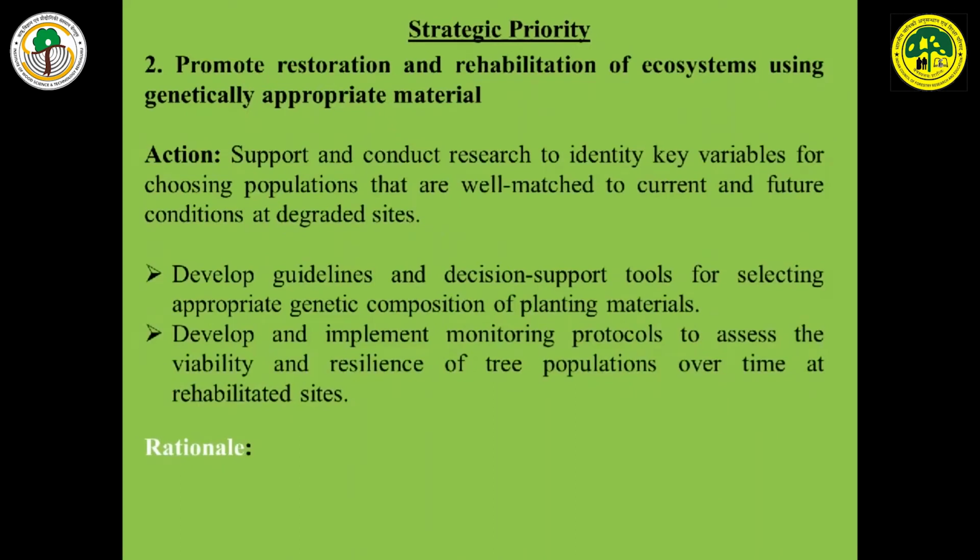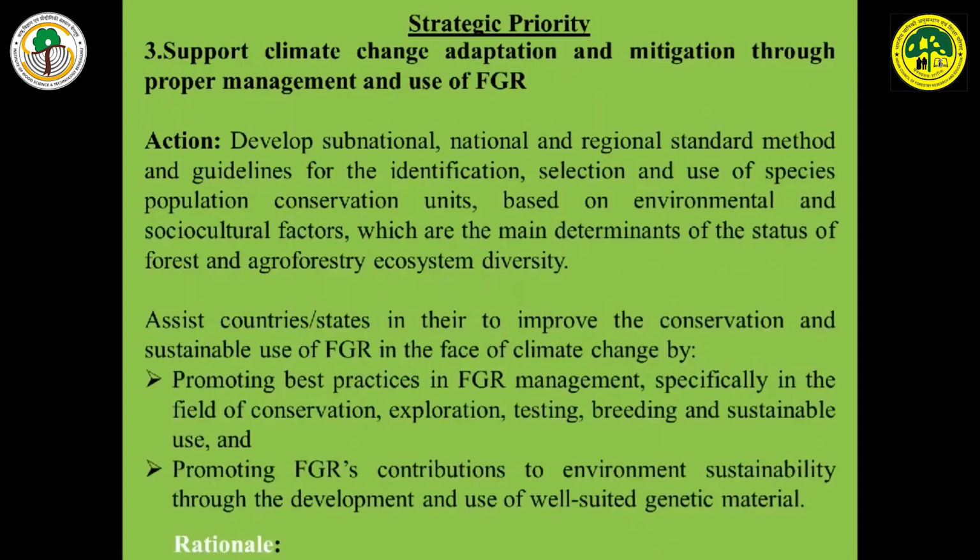Second one is promote restoration and rehabilitation of ecosystem using genetically appropriate material. The action required is to support and conduct research to identify key variables for choosing populations that are well matched to current and future conditions at degraded sites, by developing guidelines and decision support tools for selecting appropriate genetic composition of planting material, and to develop and implement monitoring protocols to assess the variability and resilience of the tree population over time at rehabilitated sites.